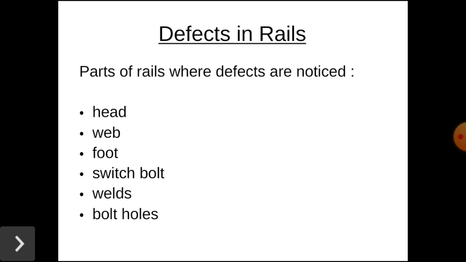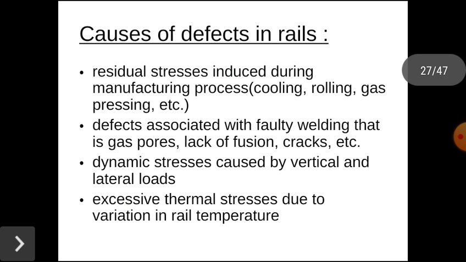So in this video, we are going to discuss defects in rails. During the manufacturing process and also during service on running trains, the rails can develop defects for some reason. The rail parts such as head, web, foot, and bolt holes, etc. may be defective. So what are the causes of defects?